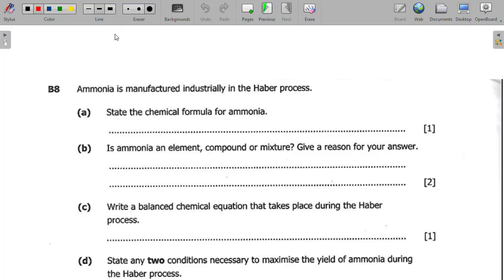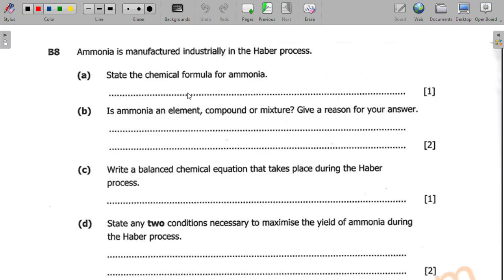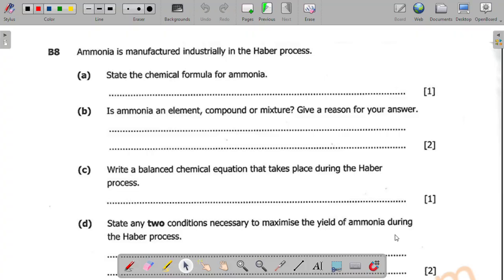So here is the question paper. I just extracted this from 2024 science, which is the combination of physics and chemistry, but this part is chemistry. Right, so here are the questions. Let me read the first question. Okay, first one, this B8.